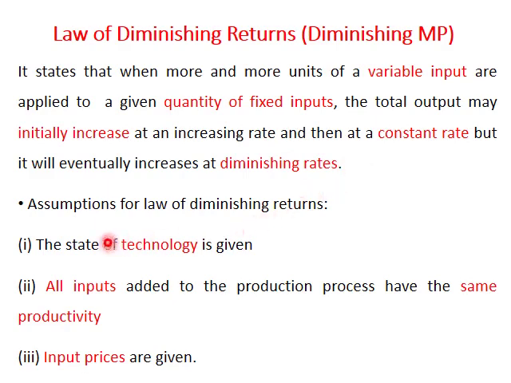And there are some assumptions for the law of diminishing return to work. The first one is that the state of technology is given, and the second one is that all inputs added to the production process have the same productivity level. The productivity of all inputs remains constant. And the other assumption is that input prices are given. These are the assumptions for the law of diminishing returns to work.